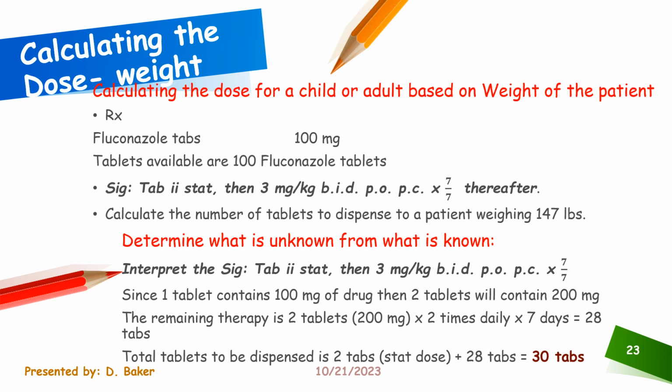Since 1 tablet has 100 milligrams and we need to give 200 milligrams per dose, we're looking at 2 tablets per dose. Frequency 2 times per day, and the duration is 7 days. That is equal to 28 tablets in total.